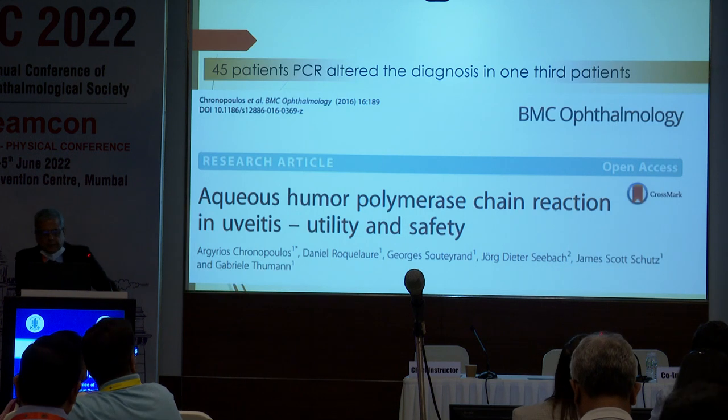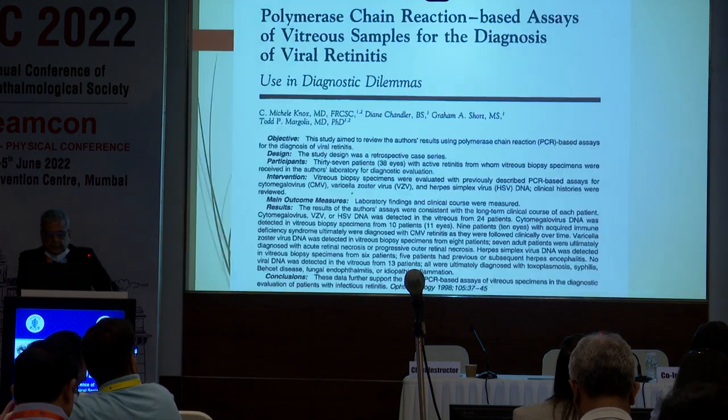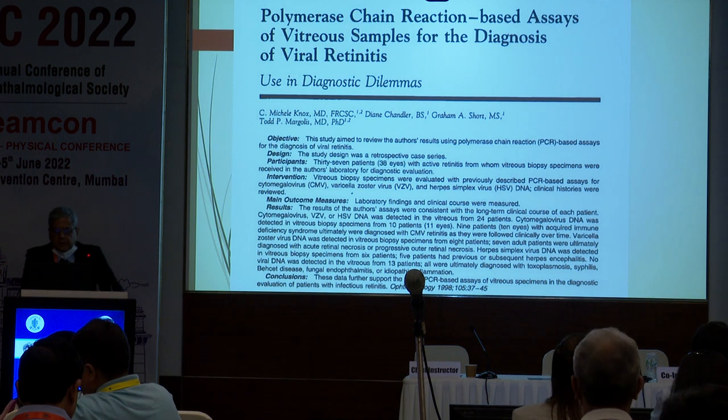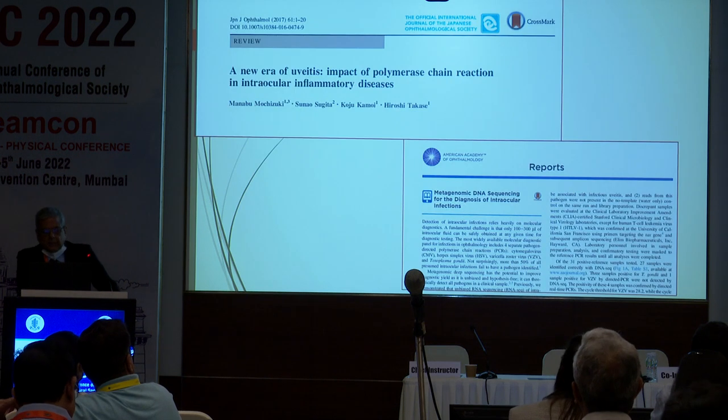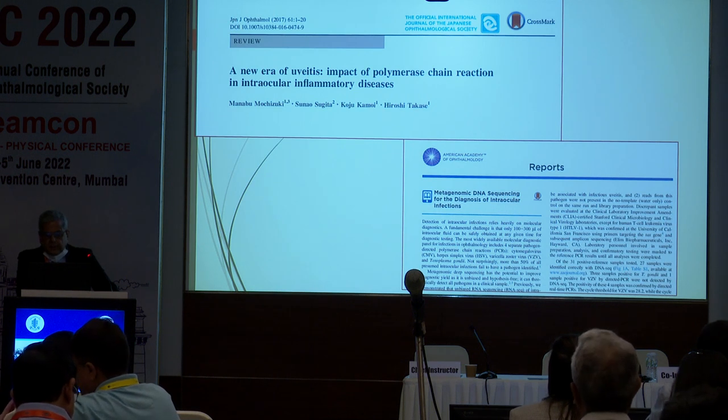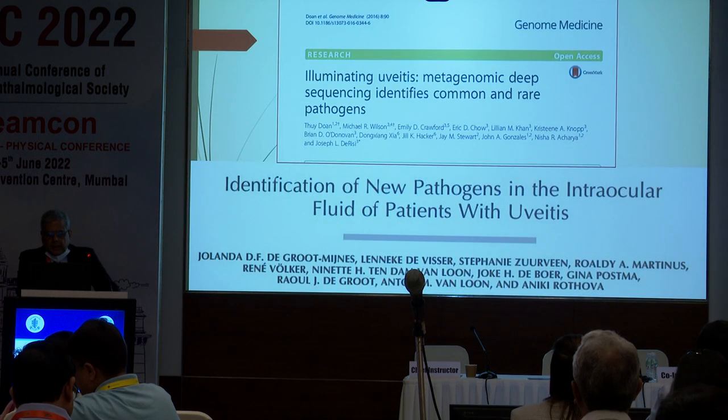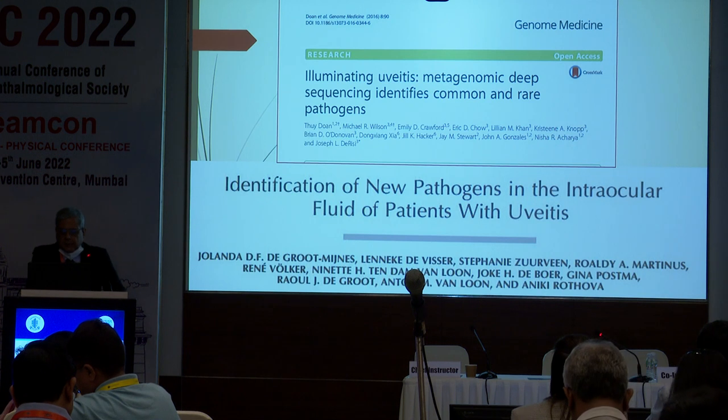Aqueous humor polymerase chain reaction in uveitis has utility and safety, and this has been demonstrated by our study. Polymerase chain reaction in the various samples in viral retinitis is of utmost importance. What's new is the impact of polymerase chain reaction in finding new organisms, and metagenomic deep sequencing for the diagnosis of intraocular infections much more precisely, and identification of new pathogens in intraocular fluid in patients with uveitis.